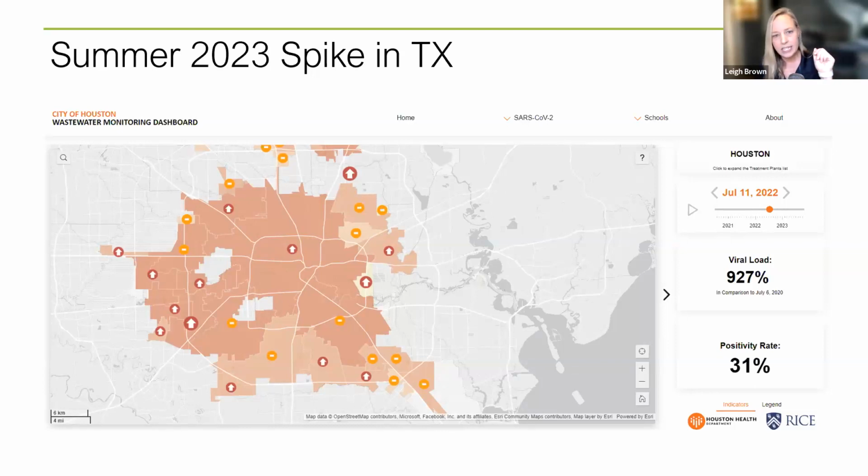And I remember back in July in Texas, it was just terrible. We had a terrible drought, and temperatures over 100 for what felt like forever, but was a good solid 2 to 3 months. Everyone was inside, and as we've seen the past 3 years, whenever people are gathered inside with less ventilation, less airflow, COVID levels go up. And so that's what you're looking at here. This is from July, and you're looking at a 927% increase in viral load in comparison to July of 2020. The positivity rate was 31%.